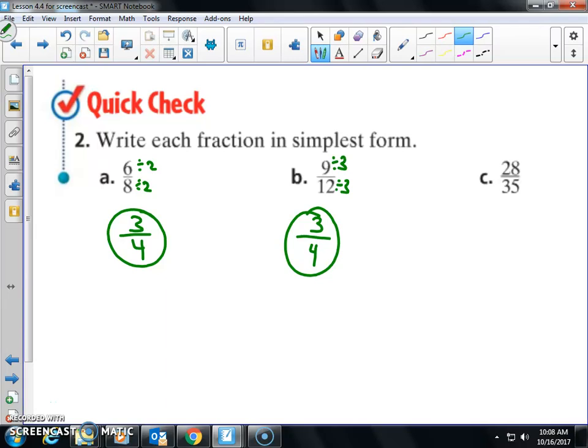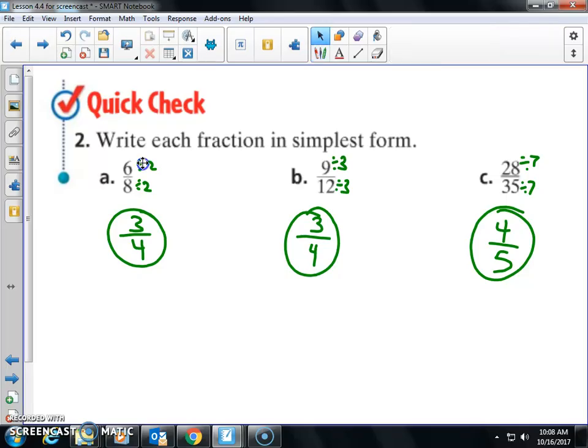The third one, 28/35, again, you have to think, what's a common factor? What's something I can divide both the top and the bottom by? 2 works on the top but not on the bottom. 5 works on the bottom but not on the top. But 7 will work for both. If I divide the top by 7, I get 4, and divide the bottom by 7, I get 5. And there's nothing in common for 4/5. 4 and 5, the only common factor is 1. So hopefully you were able to simplify those.